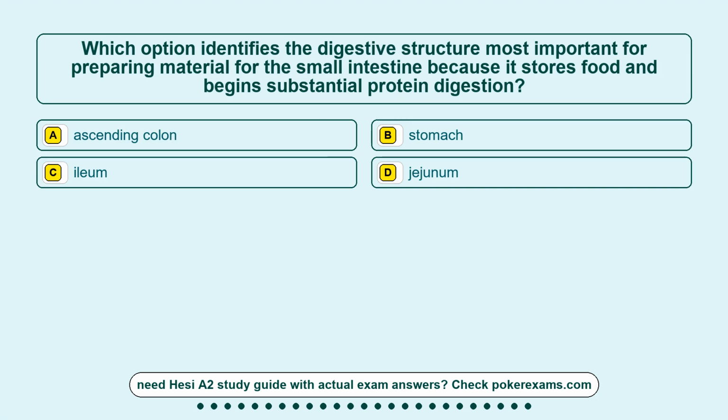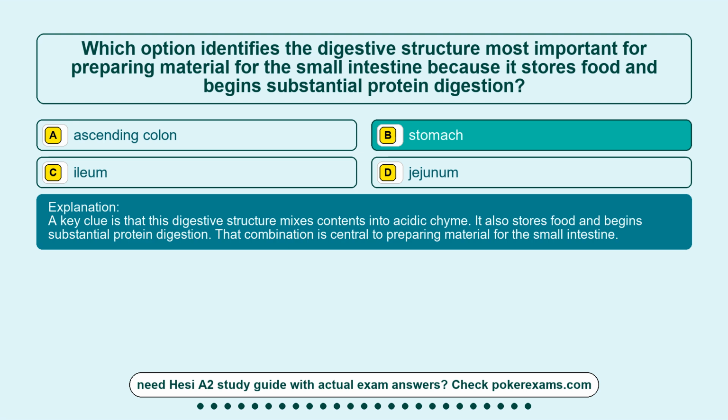Question 7. Which option identifies the digestive structure most important for preparing material for the small intestine because it stores food and begins substantial protein digestion? Option A, ascending colon. Option B, stomach. Option C, ileum. Option D, jejunum. The correct answer is option B, stomach. A key clue is that this digestive structure mixes contents into acidic chyme. It also stores food and begins substantial protein digestion. That combination is central to preparing material for the small intestine.